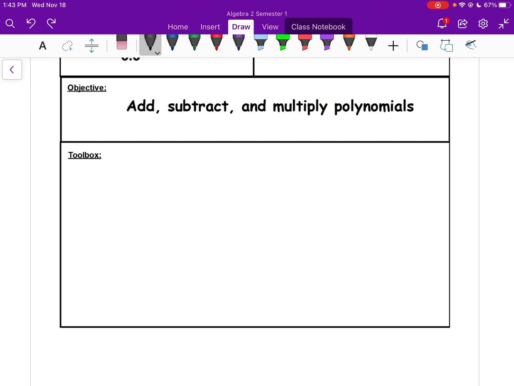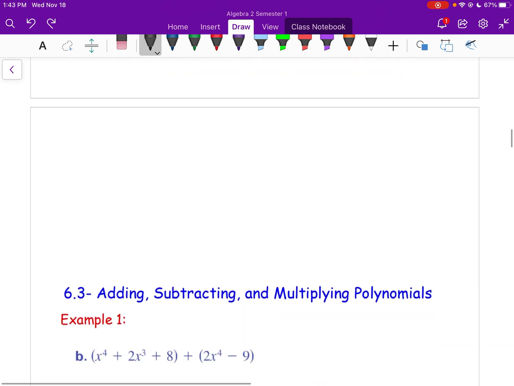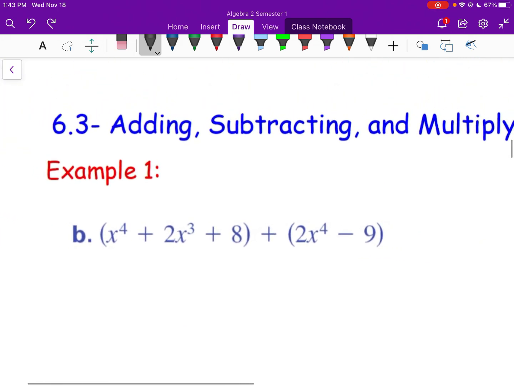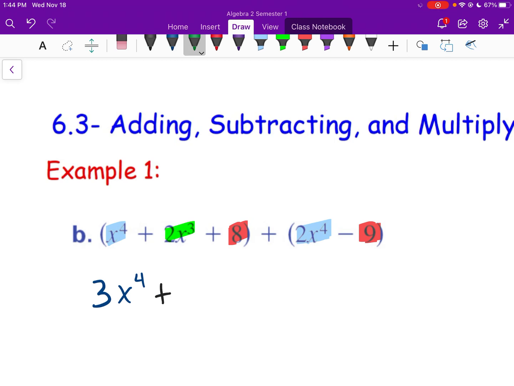Let's get into our actual lesson today: adding, subtracting, and multiplying polynomials. When we add polynomials, we combine like terms. The x to the fourth terms combine with each other, our fourth degree terms. When I go to x cubed, there's nothing to combine with there. So x to the fourth plus 2x to the fourth gives me 3x to the fourth, plus our 2x cubed, since there's nothing to combine with.